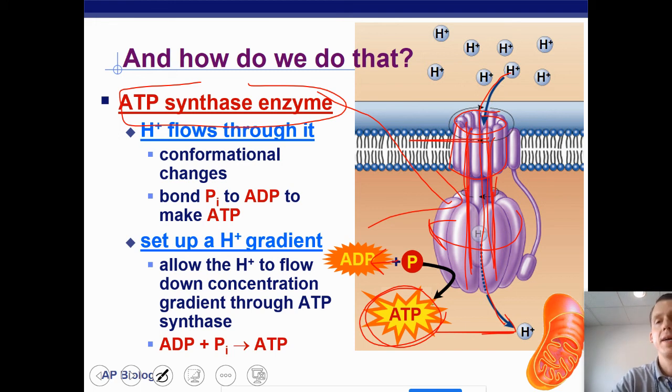But how are we going to get hydrogen to flow through this ATP synthase? Well, we need to make sure we have lots of hydrogens up here first. And that is everything that cell respiration does, makes that gradient. So we are going to find out how that happens later on in the chapter.